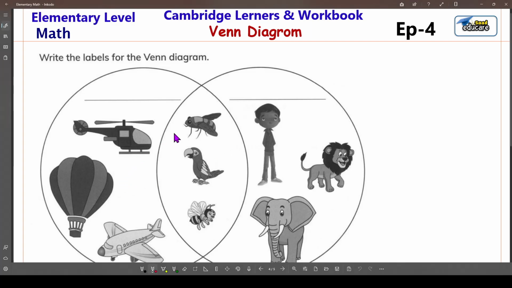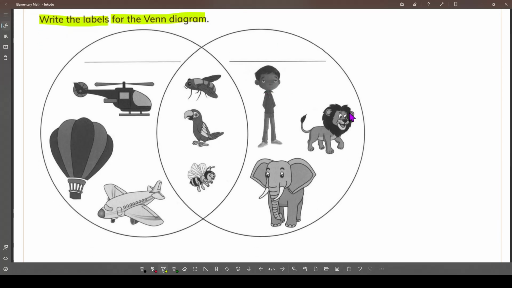This is a very interesting topic because this video has no number or anything. Here are lots of images. So what is our question? The question is: write the labels for the Venn diagram. So for the labels, we just write a line, something.